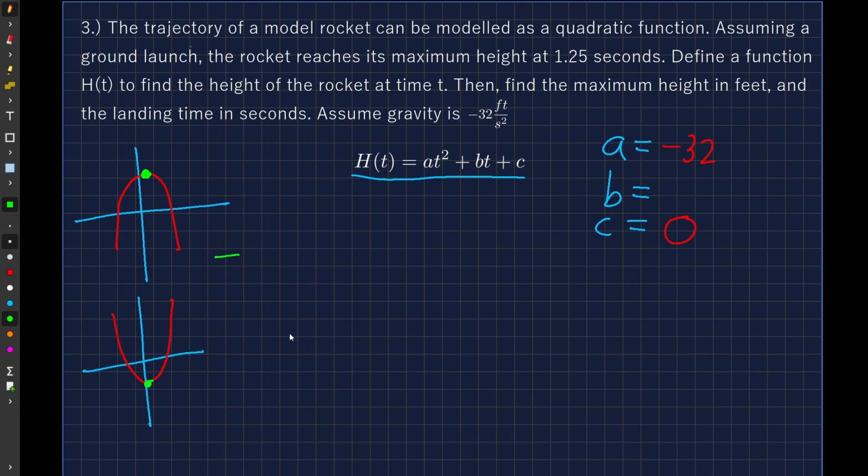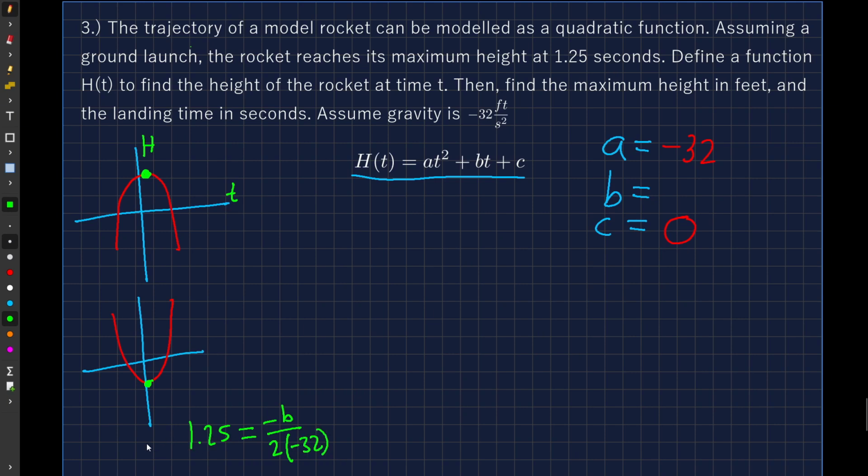This would be something good to write down in your notes. So, how do we find the vertex in this case? We know that the rocket reaches its maximum height at 1.25 seconds. So the vertex x-coordinate is already given to us, because the x-axis represents time, which I'll write as t, and the y-axis represents height, which I'll write as h. We're finding the vertex once again to find the coefficient b. So we know that 1.25 is equal to negative b over 2a, and we know that a is negative 32.